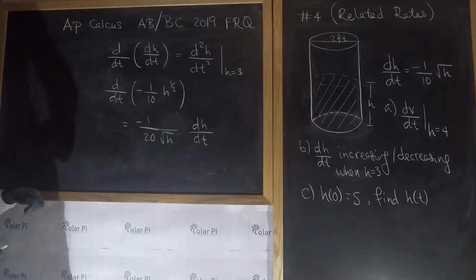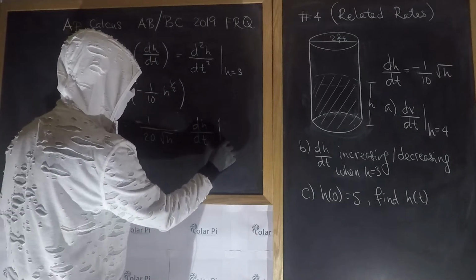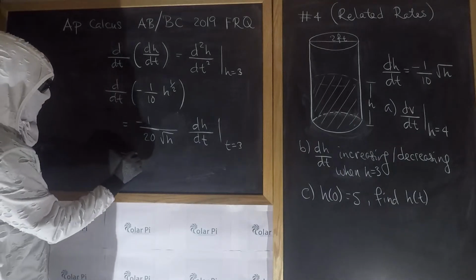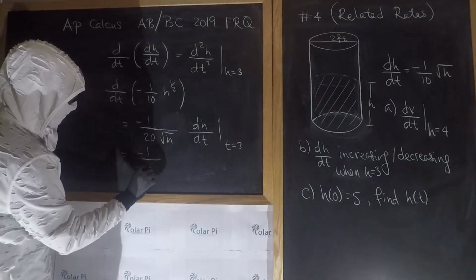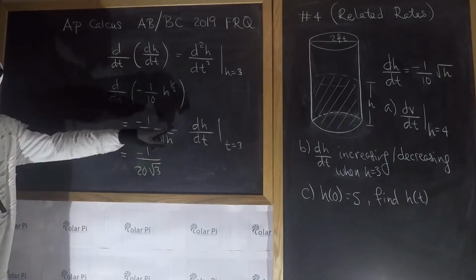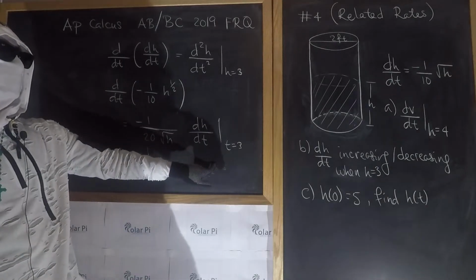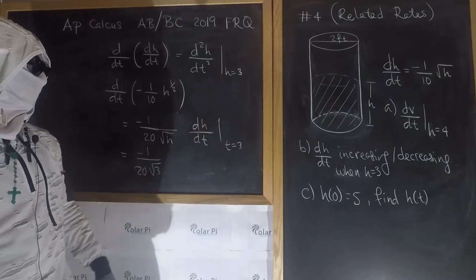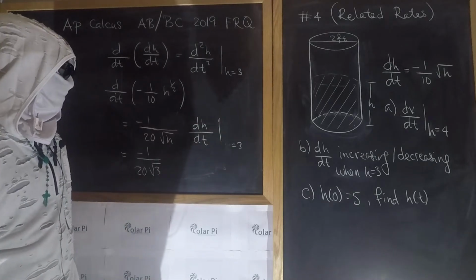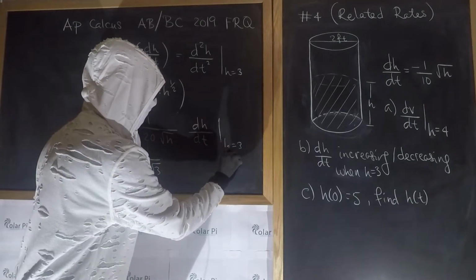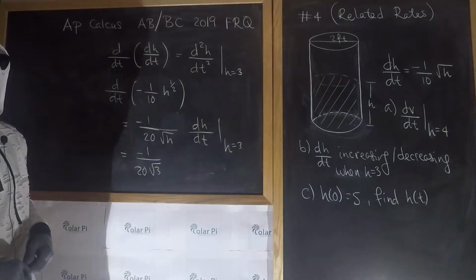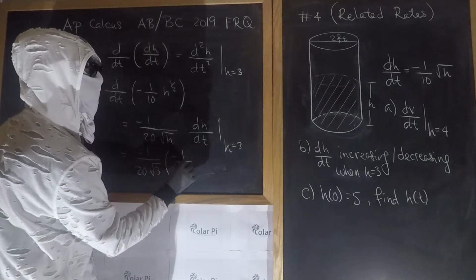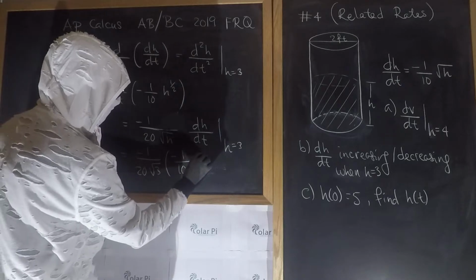And we need to look at this when h is equal to 3. So when h is equal to 3, we get negative 1 over 20 times root 3. And then dh/dt at h equals 3, my bad guys, is going to be negative 1 over 10 times root 3.